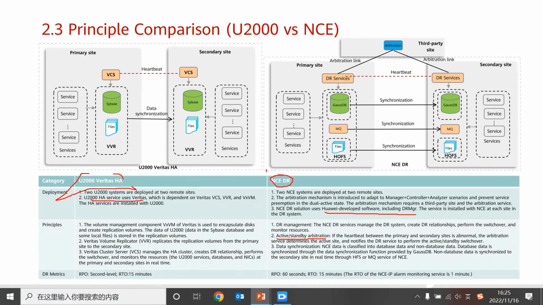And the data synchronization for iMaster NCE: the NCE data is classified into database data and non-database data. We'll be seeing the database data and non-database data later in the slides. Database data is synchronized through the data synchronization function provided by GaussDB, our GaussDB. And non-database data is synchronized to the secondary side in real time through the HFS or MQ service of iMaster NCE.